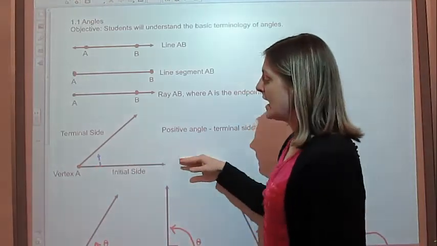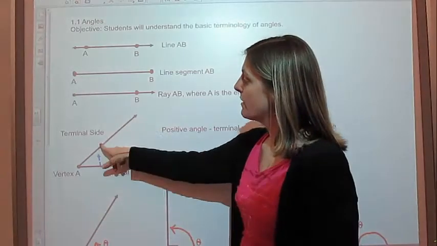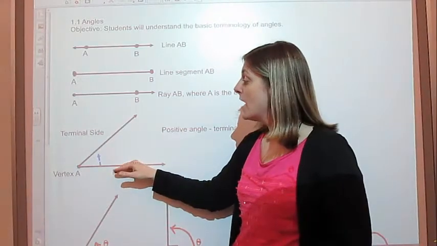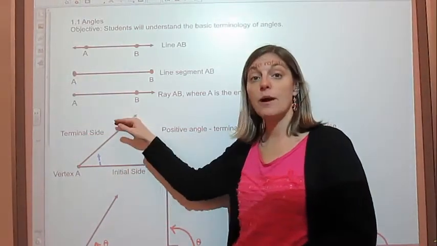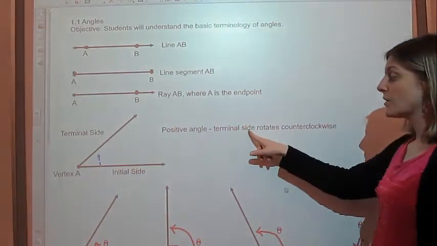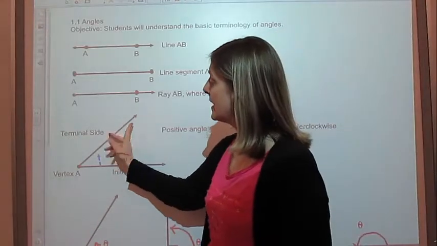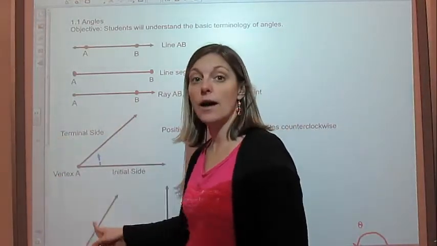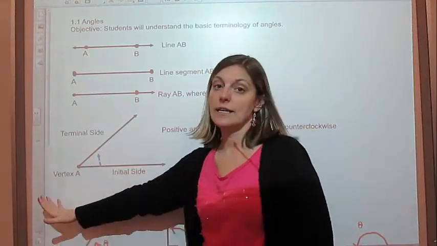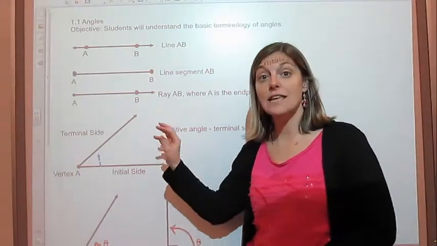The initial side is the side that doesn't move. And then the terminal side, this side right here, is the one that's moving. Because remember, an angle is made by movement, okay? By the movement of the ray. So a positive angle is where the terminal side rotates counterclockwise. So this terminal side is going to rotate counterclockwise in order to give us a positive angle. A negative angle would rotate clockwise, okay? And remember, an angle is the amount of rotation.